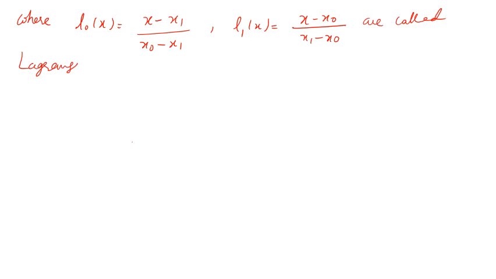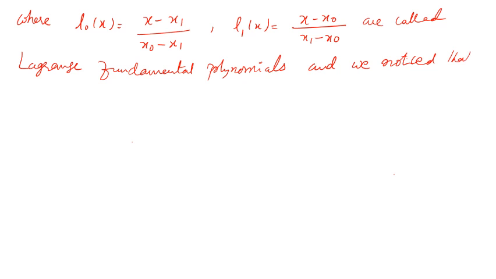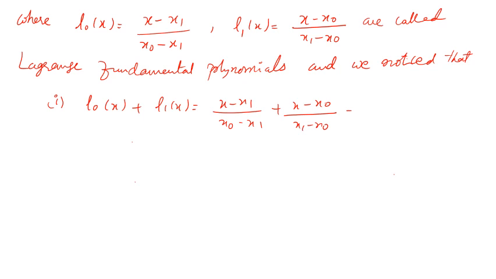These are called Lagrange fundamental polynomials. And we noticed some properties. What is one property? L0 of x plus L1 of x is clearly x minus x1 by x0 minus x1 plus x minus x0 by x1 minus x0. If I take the denominators as the same, you will get the value 1.